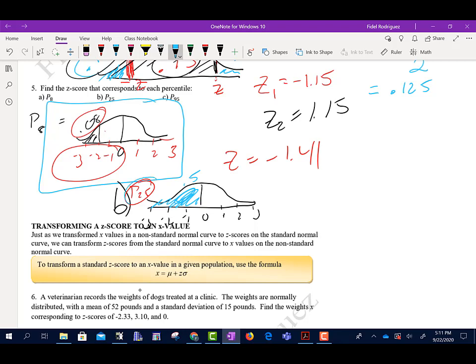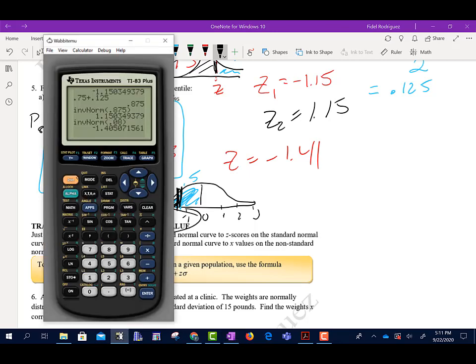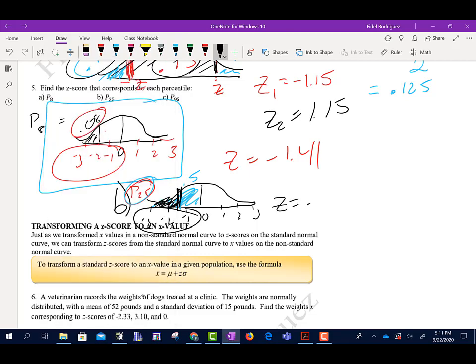And if I'm looking for when the area is going to be 25%, wouldn't that be, oops, let me get a different color, somewhere in this region? My point is, I know that my answer is still going to be negative, right? So I've already used my calculator again. Second bars, inverse norm, hit enter, hit 0.25, close it off, and I'm coming up with a negative 0.67. So Z equals a negative 0.67, right?